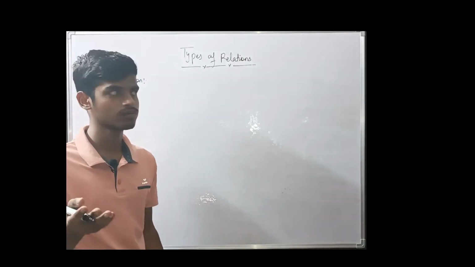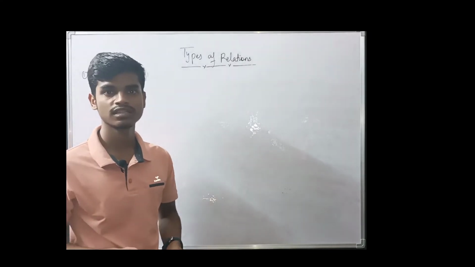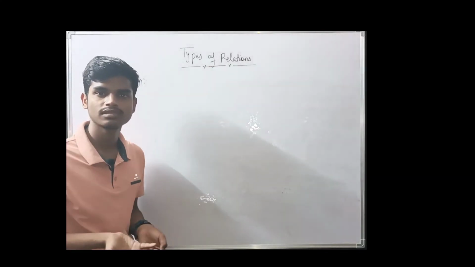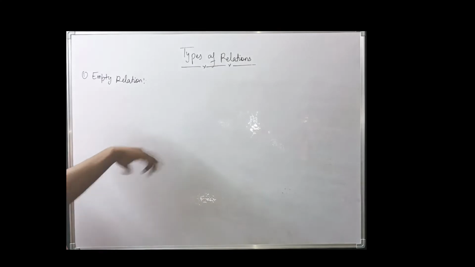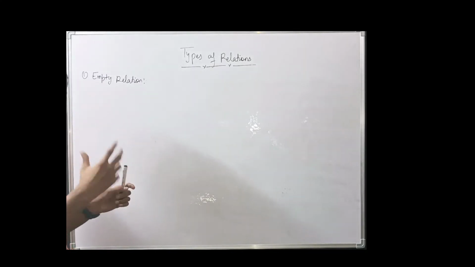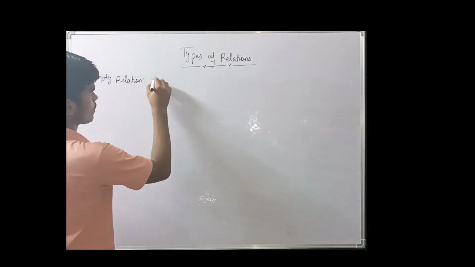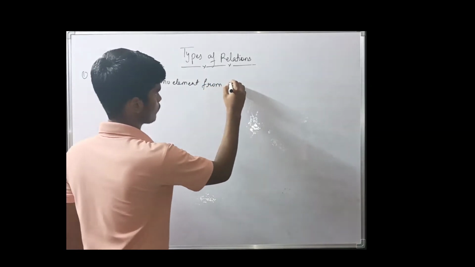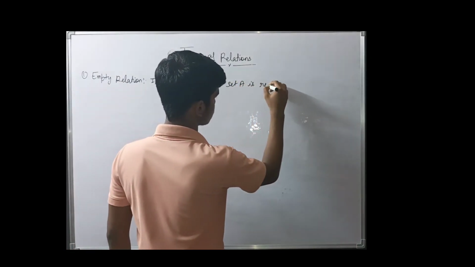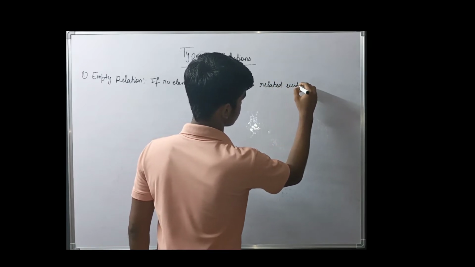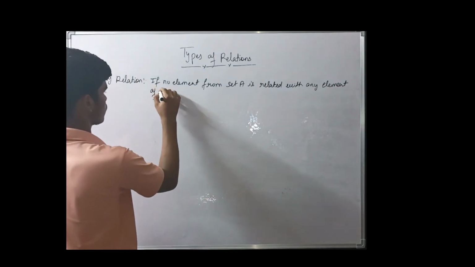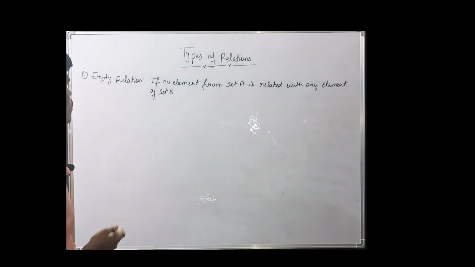You know about the empty set, you may have learned in class 11, first chapter, set theory. What is the meaning of empty set? A set which has no element is called an empty set. In a similar fashion, if there is no relation possible between two sets, we call that relation an empty relation. So if no element from set A is related with any element of set B, then we call that an empty relation.